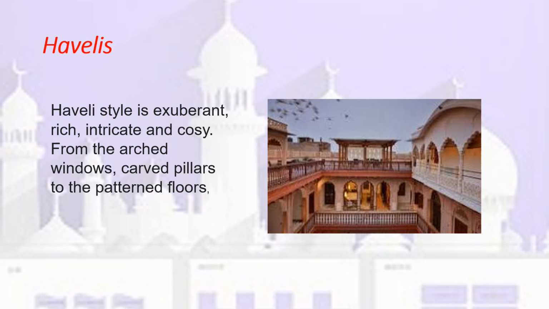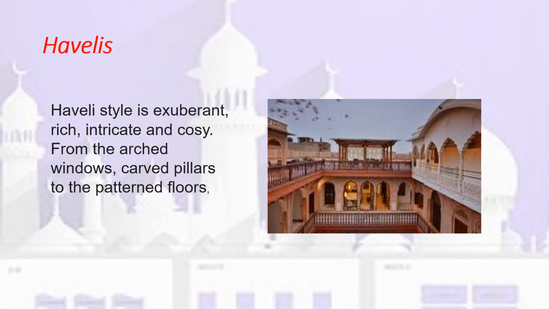A private mansion with historical and architectural significance is known as a haveli. The word haveli is derived from the Persian word havel, which means an enclosed space. The havelis sought inspiration from Persian, Central Asian, Indian, and Islamic styles of architecture.